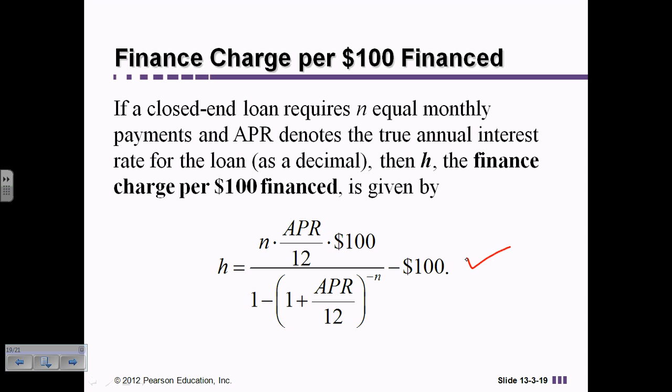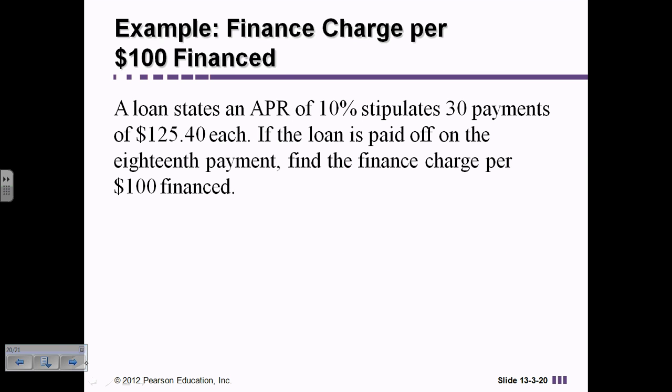Okay, N again is the number of monthly payments. APR is the annual percentage rate, which you either are given or look up in a chart. That's really all you're using in this formula. It looks very complicated, but let's go through an example. The loan states an annual percentage rate of 10% and stipulates 30 payments of $125.40 each. If the loan is paid off on the 18th payment, find the finance charge per $100 financed.